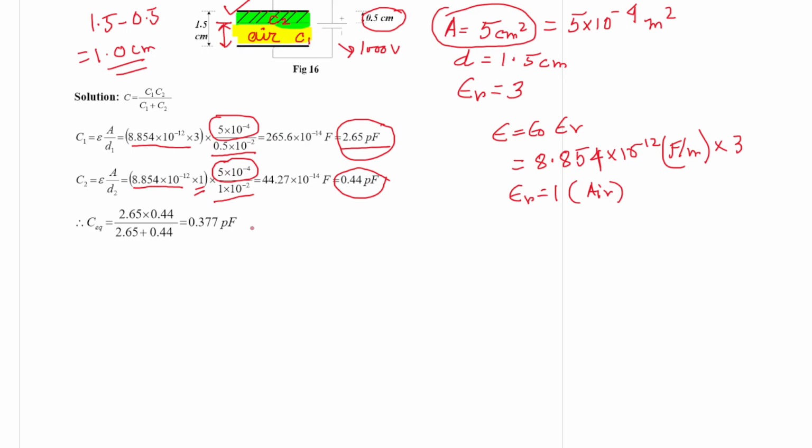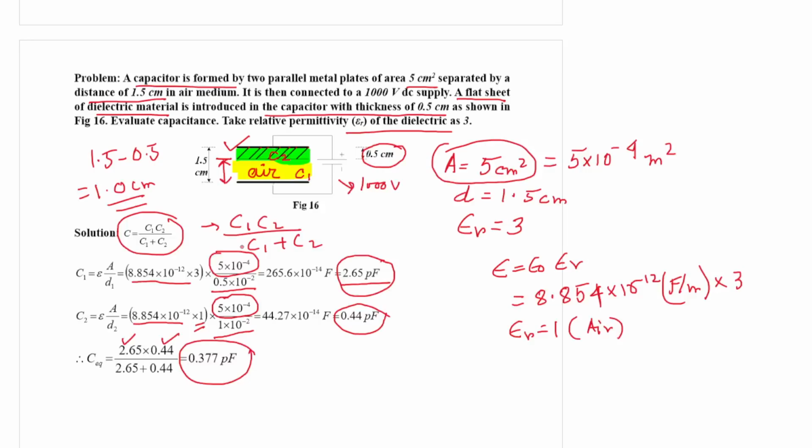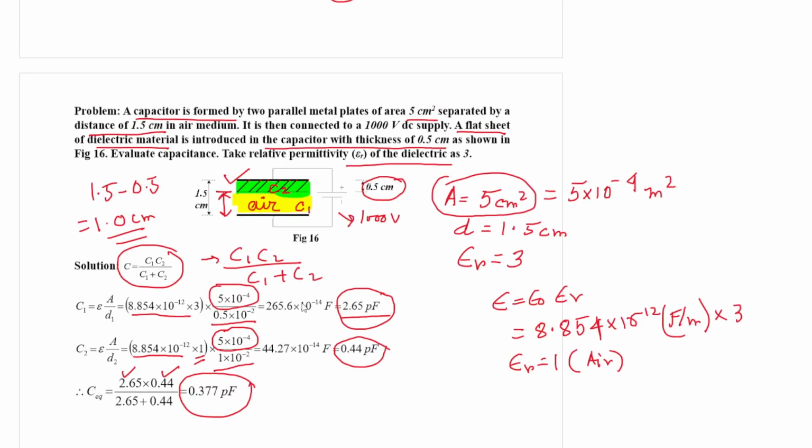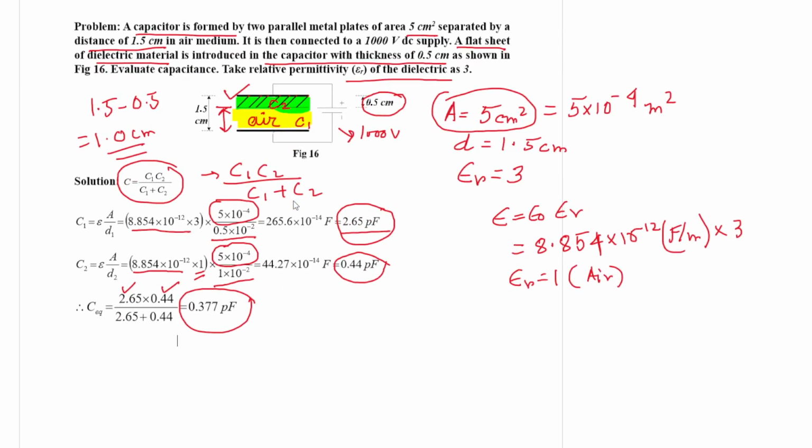Two capacitances are in series, so the equivalent formula is C1 C2 by C1 plus C2. So it is 2.65 into 0.44 divided by 2.65 plus 0.44. Equivalently you will get 0.377 picofarad. So if you consider this entire assembly, consisting of two materials, it will contribute a capacitance of 0.377 picofarad. You see the unit is coming in picofarad, not in farad.